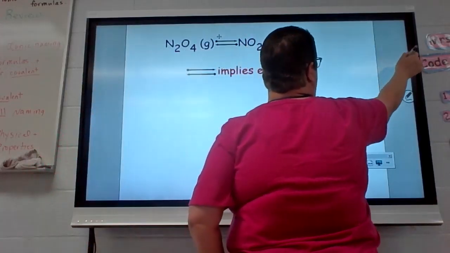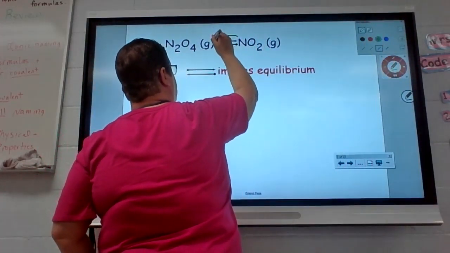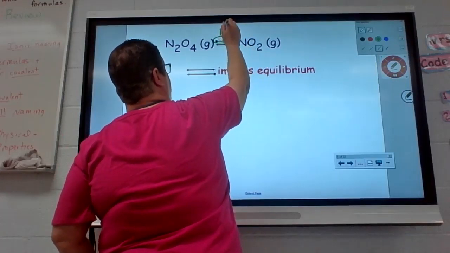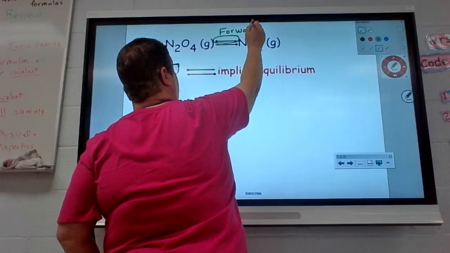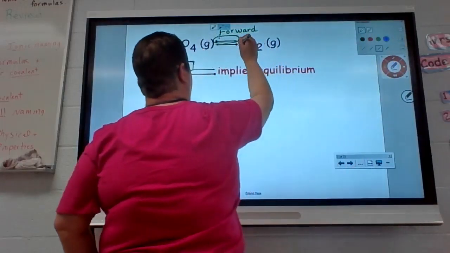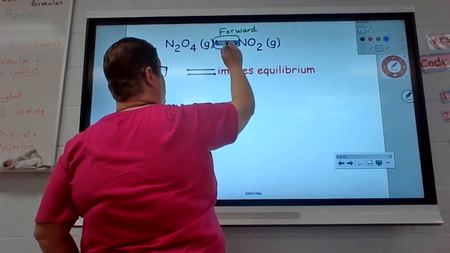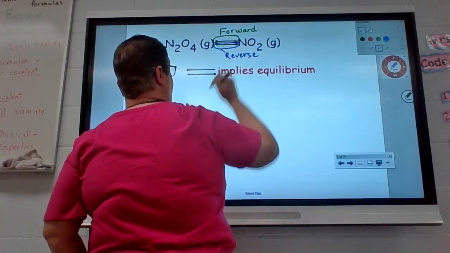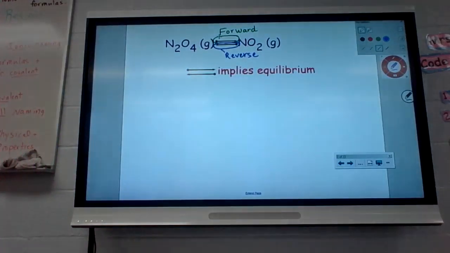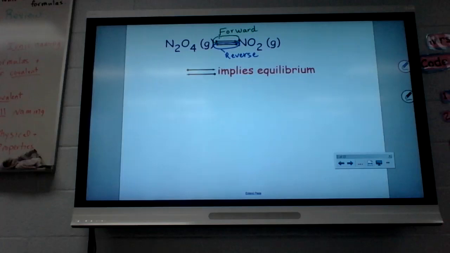I think this is fairly obvious, but for those of you who don't think it's obvious, the arrow pointing to the right is the forward reaction. The one pointing to the left is the reverse reaction. Now, when you have reversible arrows like that, those reactions imply that it's an equilibrium setup.